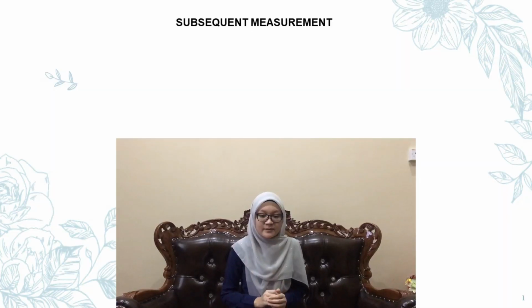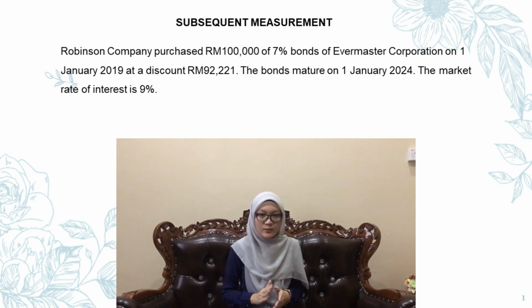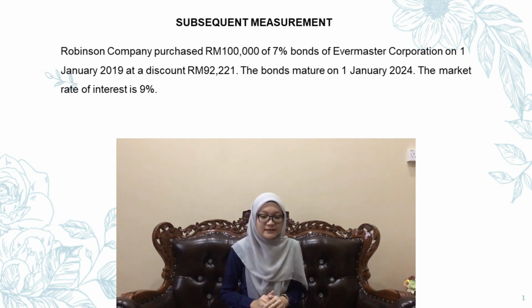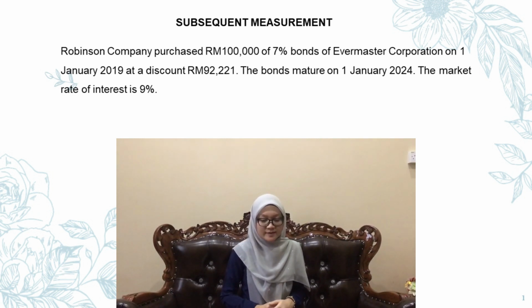Thank you, Zack. Hi, I'm back to explain more about subsequent measurement. This is an example for subsequent measurement. The example is Robinson Company purchased 100,000 of 7% bond of Evermaster Corporation on 1st January 2019 at a discount, RM92,221, and the bond matured on 1st January 2024. The market rate of interest is 9%.